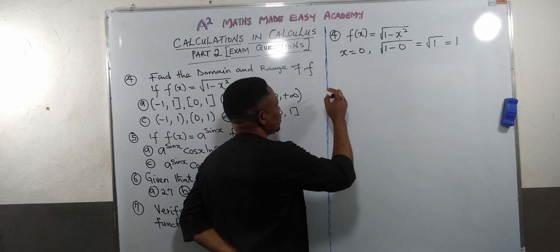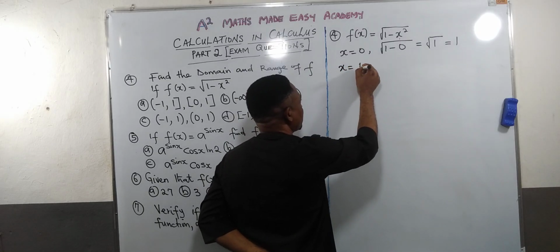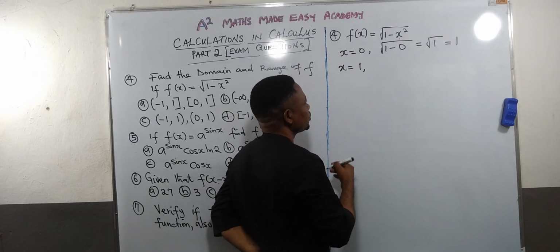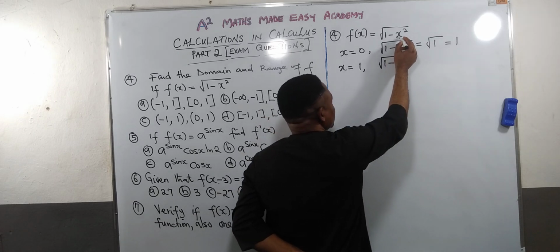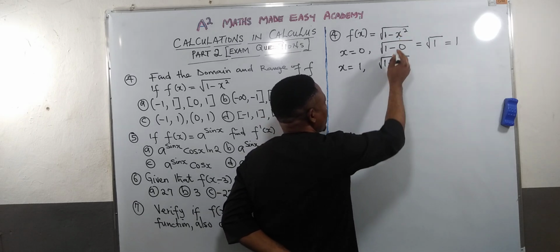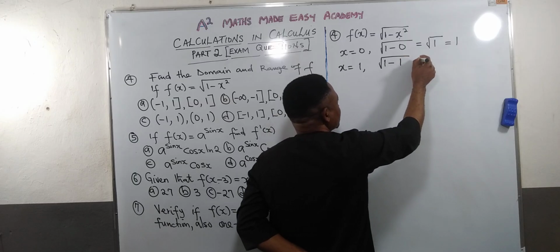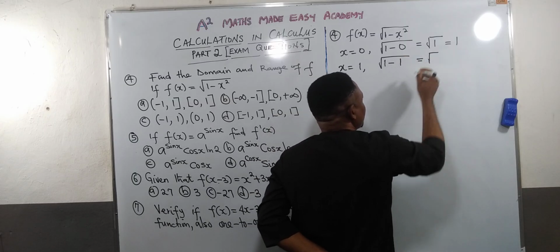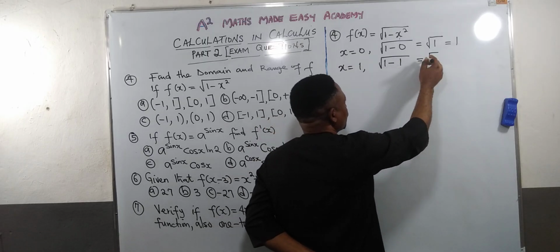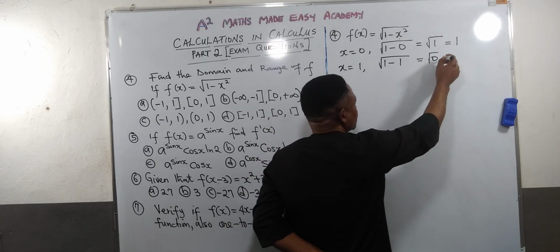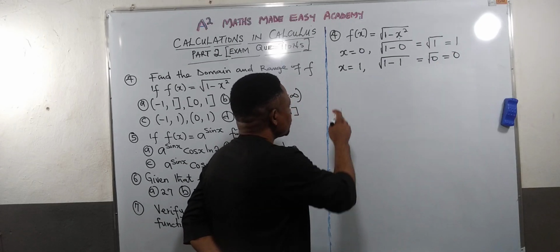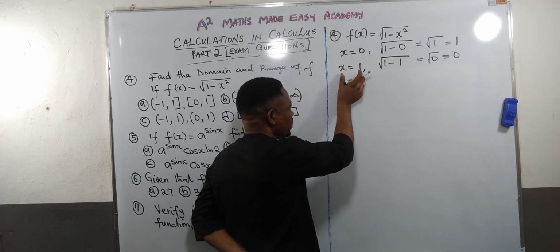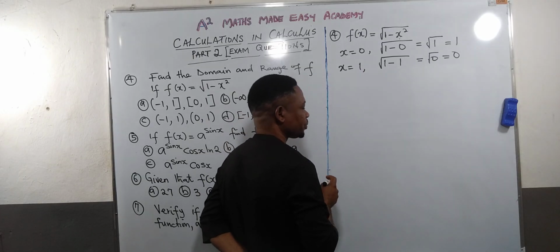Then if I increase x to 1, can we still find the range? Let's solve it. This is the square root of 1 minus x squared, where x is 1, and 1 squared gives 1. Simplifying further, the square root of 1 minus 1 gives 0, and the square root of 0 is 0. It's still in the range. So when x is 1 as the domain, the range is 0.